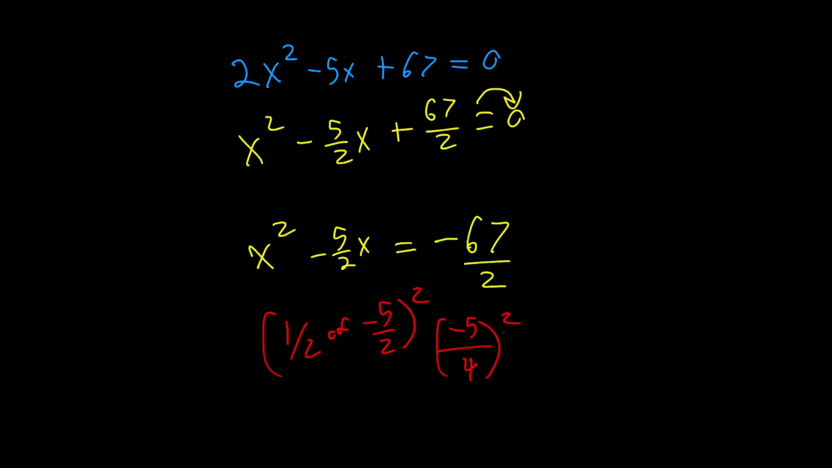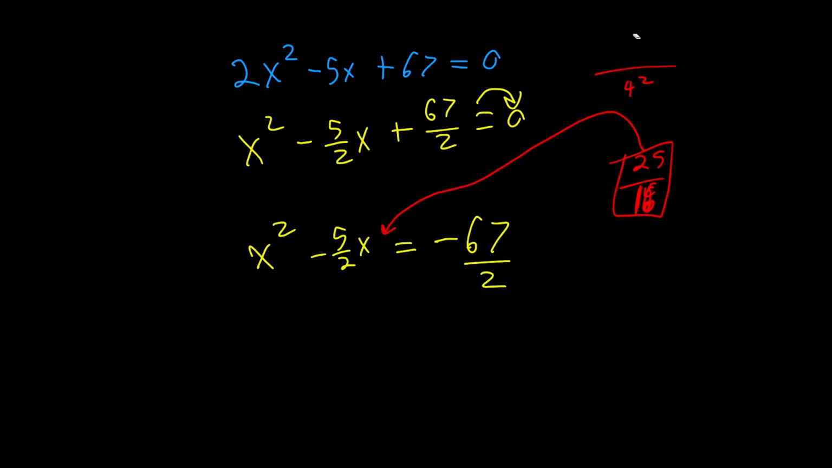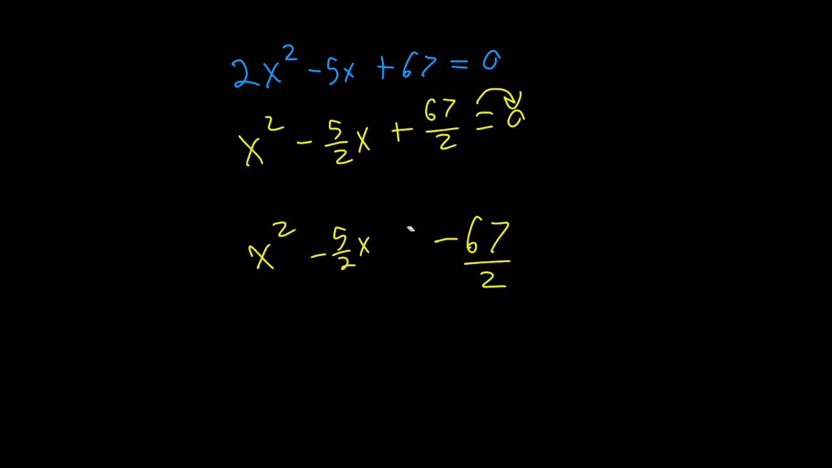A neat thing about exponent properties is the square will distribute onto the numerator and the denominator. So we'll have negative 5 squared over 4 squared, which will be 25 over 16. Make sure that we actually square it. So 25 over 16 is the constant that I need to plug in over here. So let's do that. Let's clean this up, erase a bit. 25 over 16 plus 25 over 16 is equal to, and we still have the negative 67 over 2 on this side.